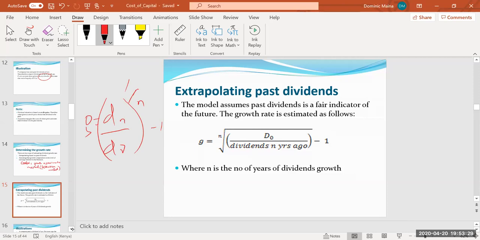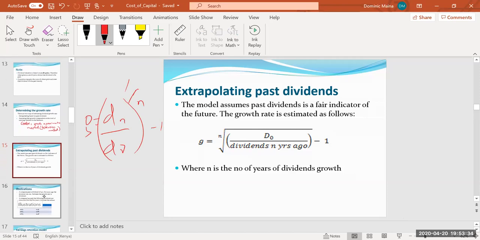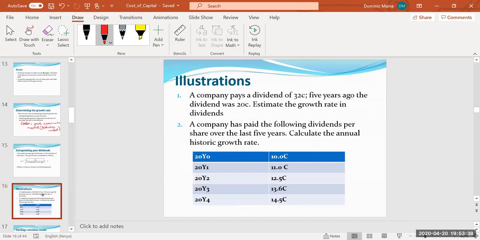So let's apply that formula to an example. Go through question one, we attempt together. The company pays a dividend of 32 cents. Then 5 years ago, the company paid 20 cents. So we are simply meant to estimate what should be the annual growth rate.